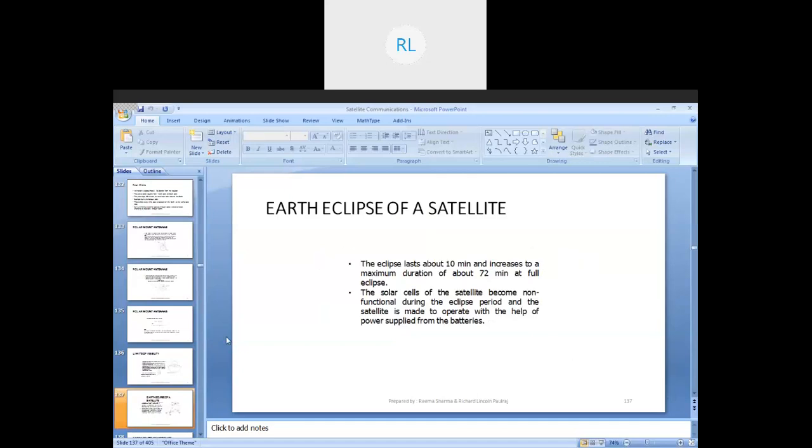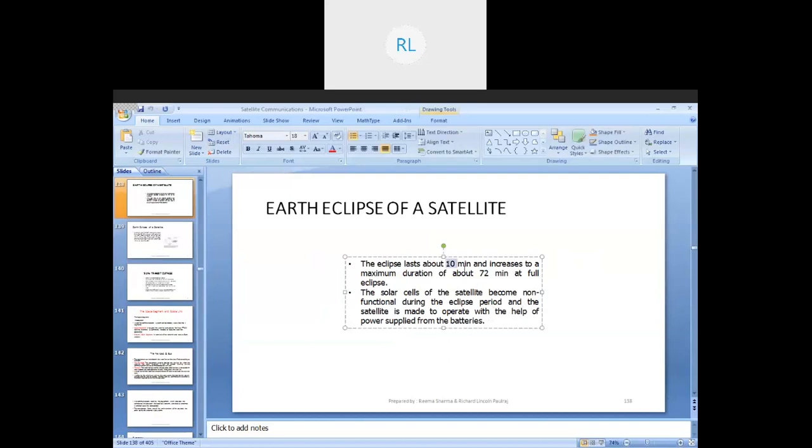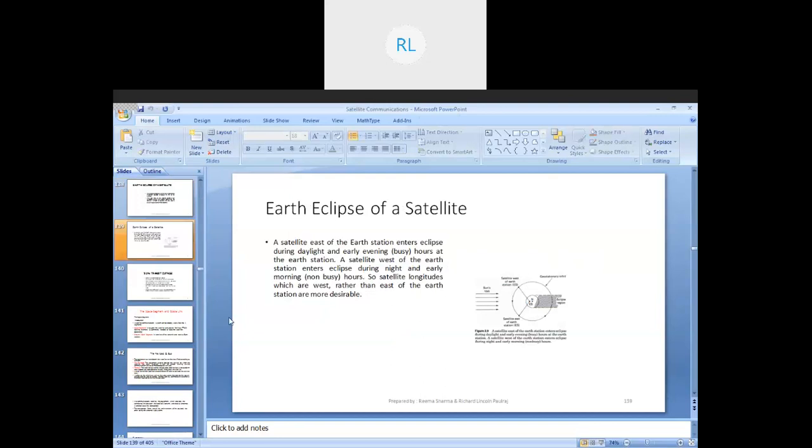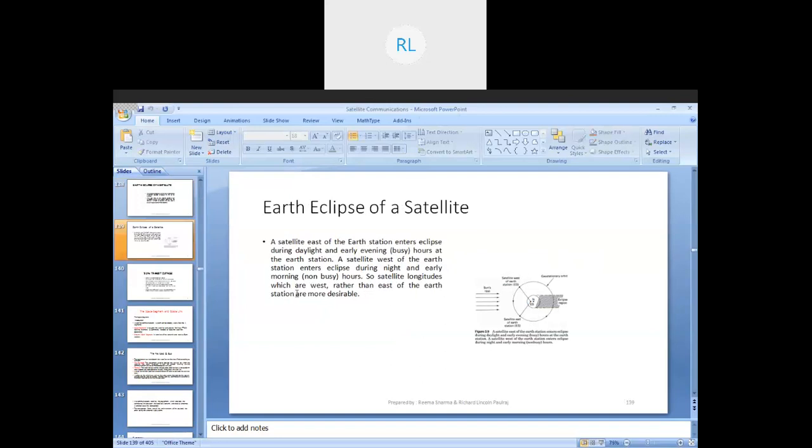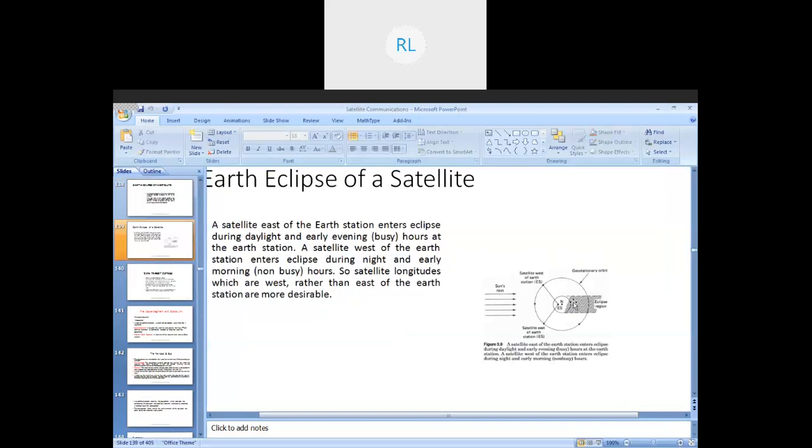Okay, so the Earth eclipse, I think we are all very much aware of, and it can last for a minimum of about 10 minutes to a maximum of 72 minutes for a full eclipse. So what happens exactly during this eclipse? As you all know, you can see the sun's rays here, and then we have the Earth station here, and this part doesn't receive the sun's rays because of the Earth's shadow, right?